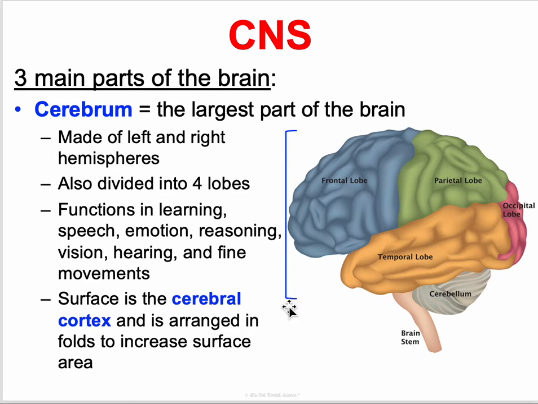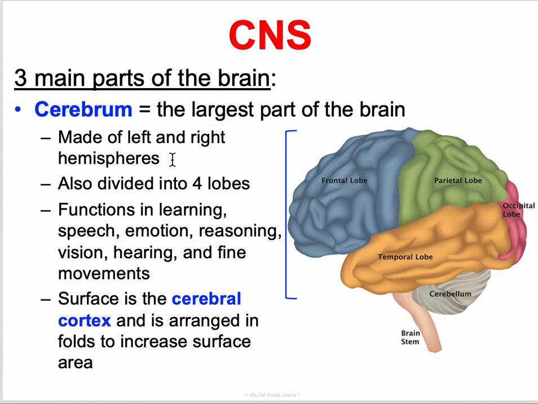The surface of the cerebrum is called the cerebral cortex, and this is going to be arranged in folds that will increase the surface area. The cerebral cortex can also be divided into different areas. There's three specific areas that we call the motor areas, sensory areas, and the association areas. But I mainly want you to focus on knowing these four lobes right there. So about 83% of our brain is made up of the cerebrum. So this is a super important part of the brain.